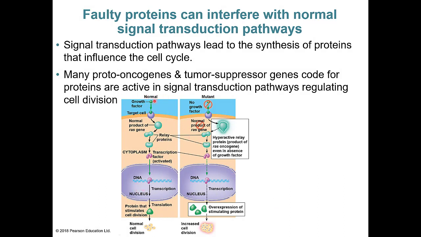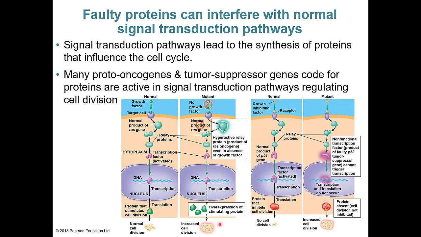We have a normal cell that is responding to growth factor, and then we have the signal transduction that goes through here, and we get normal cell division. Over here on the right, we have a mutant cell, and so this mutant cell, there's no growth factor that is being produced, so we don't get the normal product of this particular pathway. We don't get the proper control. And so what happens down here is we overexpress one of the proteins and causes increased cell division.